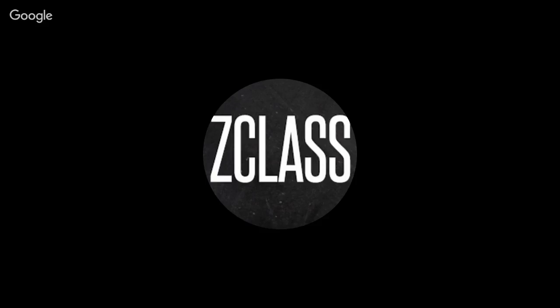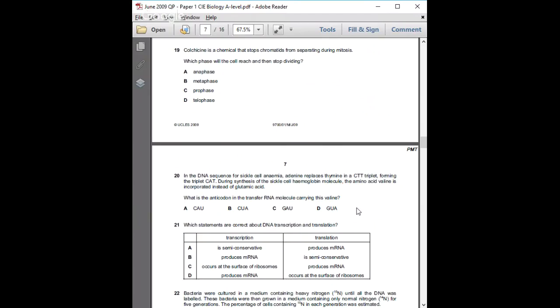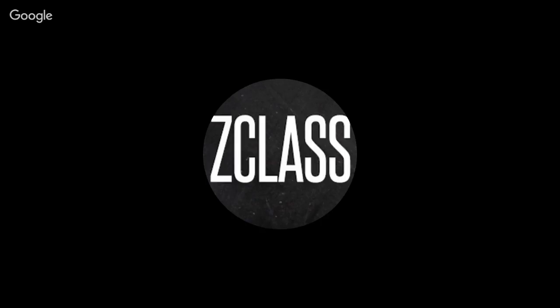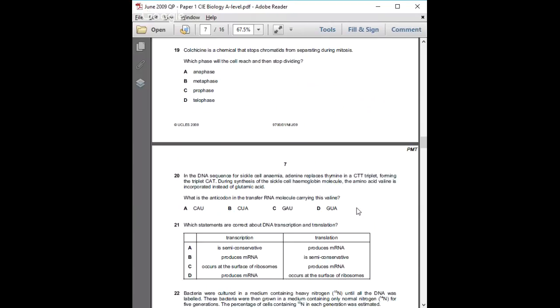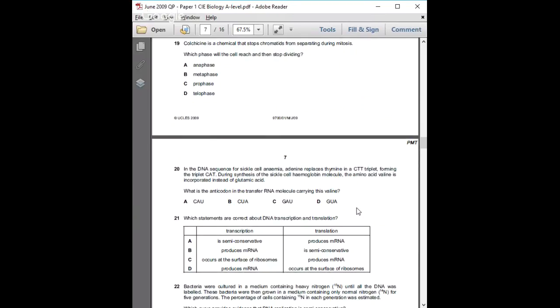It'll reach the metaphase. Yeah, good. Because in the anaphase, that's when the chromatids are separated. Good. That's right. Okay, next question.